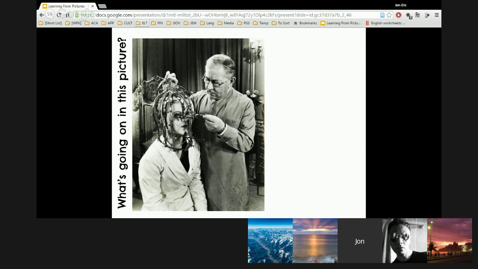Okay, a doctor and his patient trying a new cap, a new invention to try or to design her glasses or eyeglasses. A doctor and his patient try out. By the way, I should say try out.